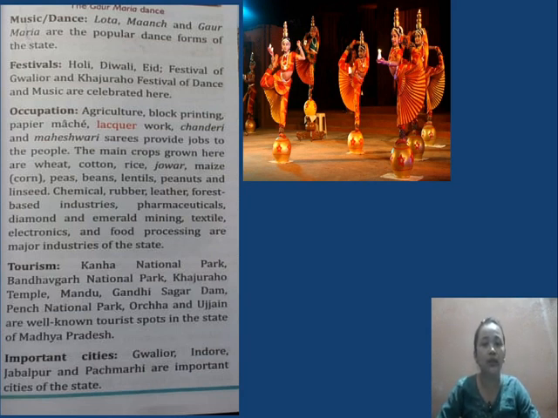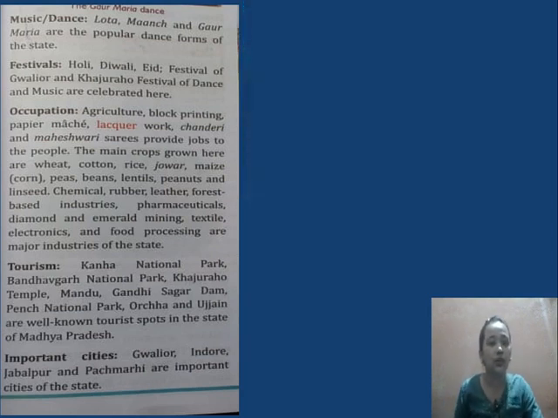What are the things? Chanderi, which is a kind of printed work, and the Maheshwari sari. Because of these, the people get jobs. Wheat, cotton, rice, jowar, maize, linseed, chemicals, rubber, leather, and forest-based products are produced there. We can find most of these in Madhya Pradesh.